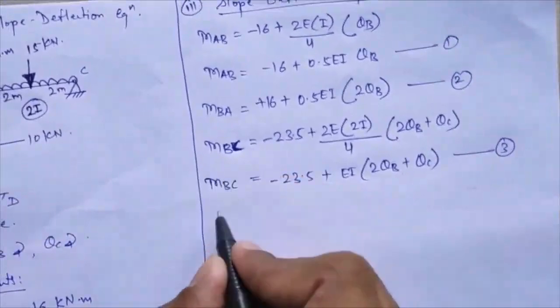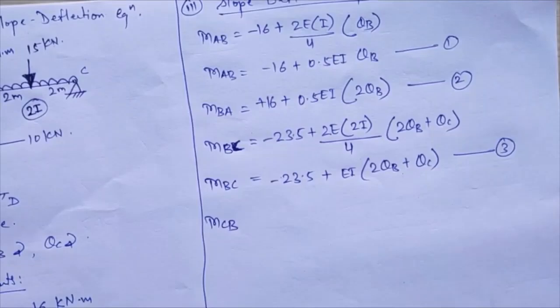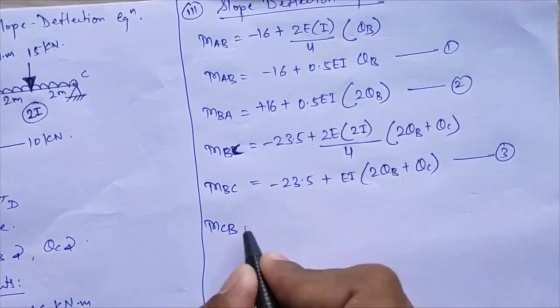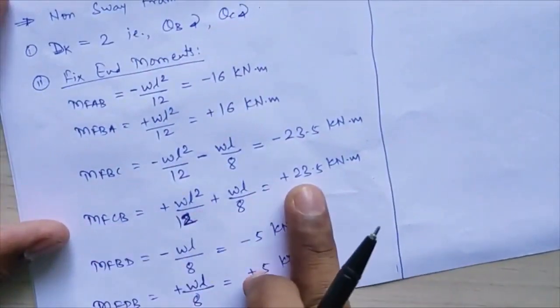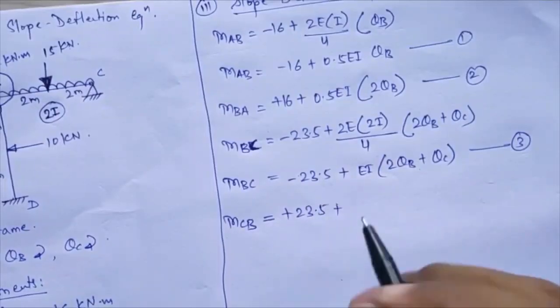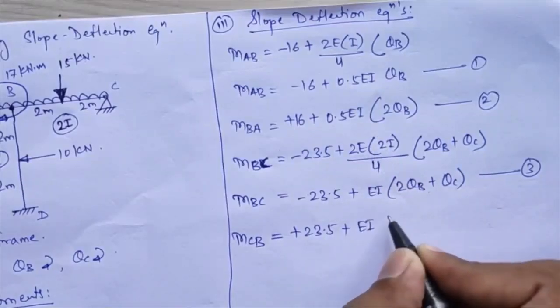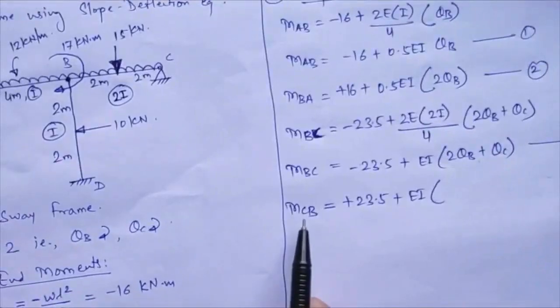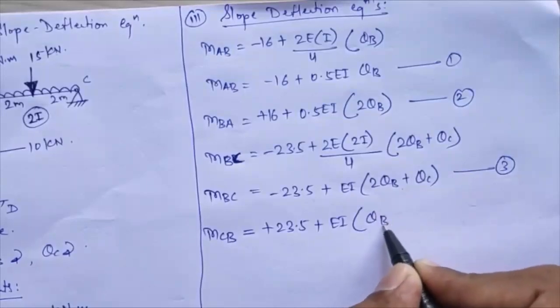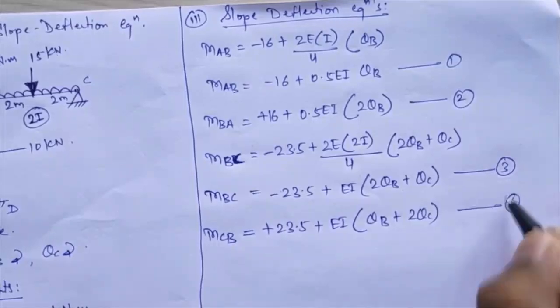Okay, now we'll see the next member, that is MCB. So MCB is equal to MFCB, which I have calculated as plus 23.5, plus 2EI, where this value again remains the same, equal to I. Here the near end and far end get interchanged, so the near end will be C and the far end will be B. So I'll get this equation as theta B plus 2 times theta C, equation number 4.